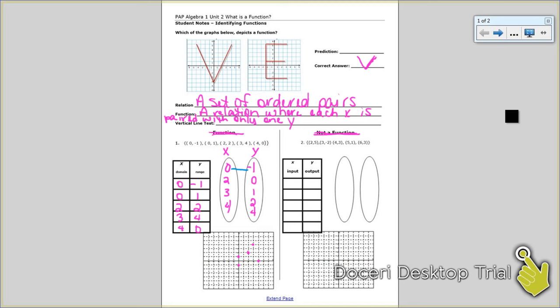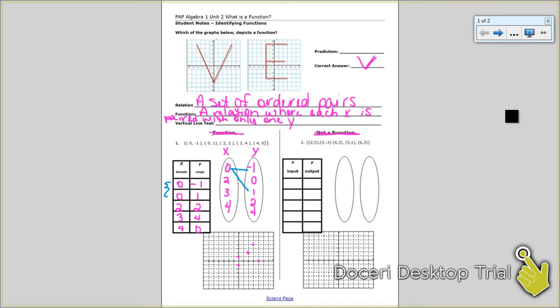I can also see that 0 and positive 1 are connected. So I'm going to stop right there. Our definition of a function is a relation where each x is paired with only one y. If you look at what we have happening here in this table, this x value 0 is paired with two different y's. It's paired with a negative 1 and a positive 1.